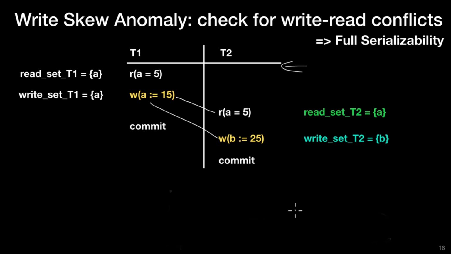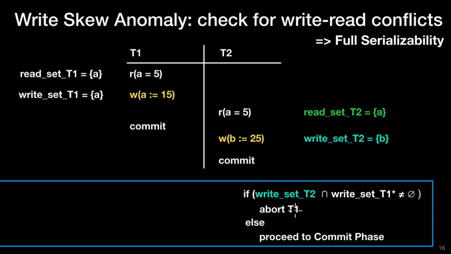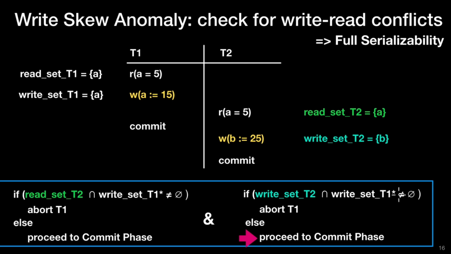Okay, so how do we detect the situation? Well, as I said, we do the same write set intersection. This write set of the transaction that wants to commit is intersected with the write set of all other transactions that committed while T2 was running. That is only this one. Well, surprise, surprise, this intersection is empty. So this won't help us, but as I said, we need something else.